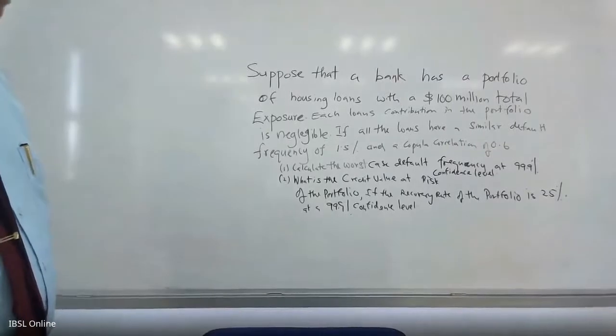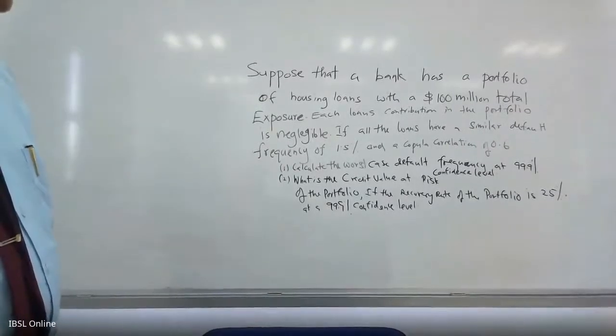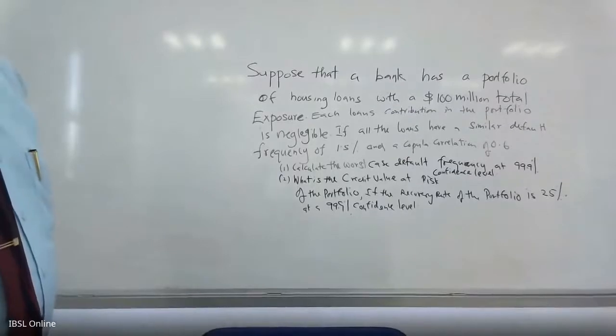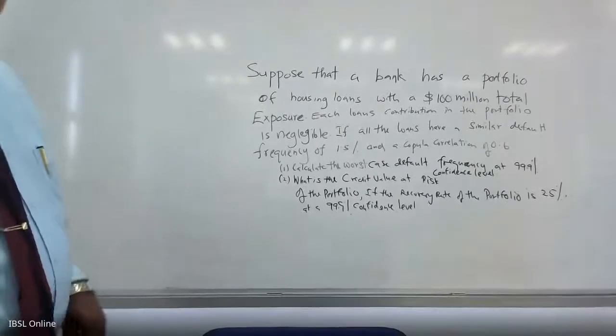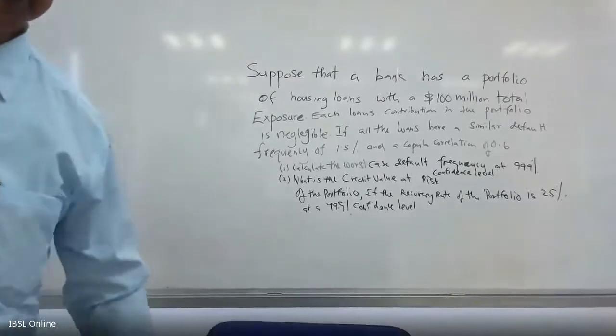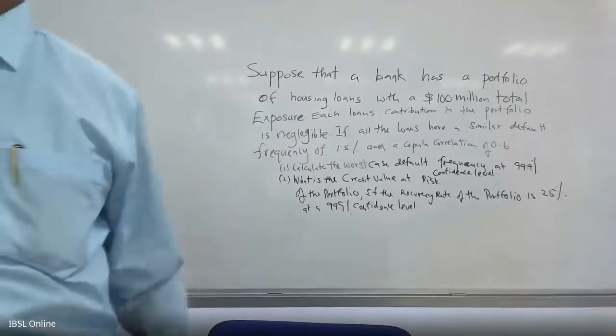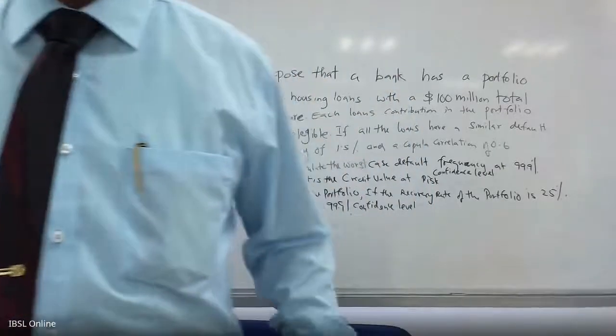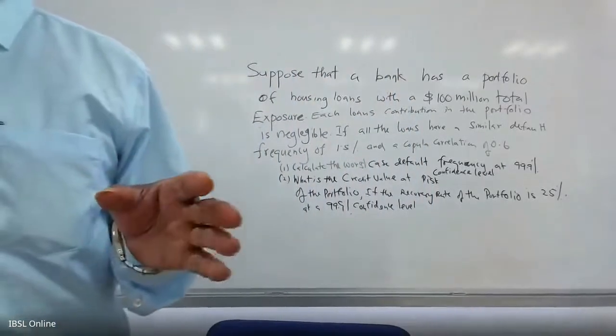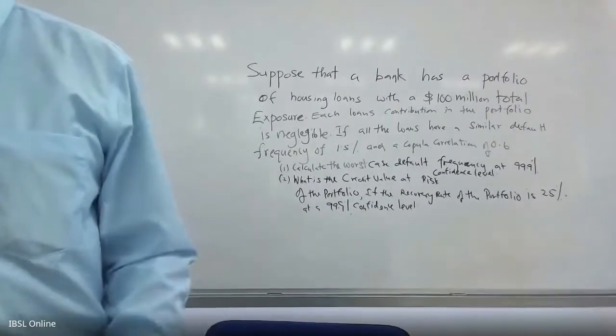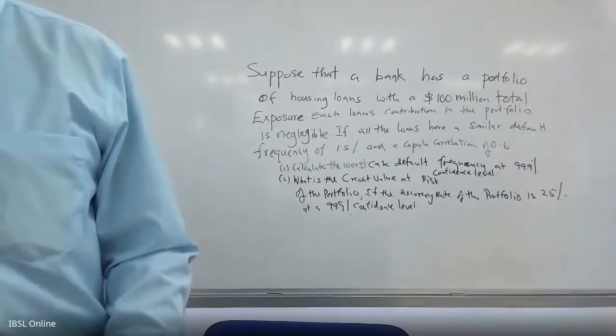Number two, what is the credit value at risk of the portfolio if the recovery rate of the portfolio is 25% at a 99.9 confidence level? Now, we can put it as an exercise and I will explain how we can do it. I am just giving you the instructions, how you can work out this sum.